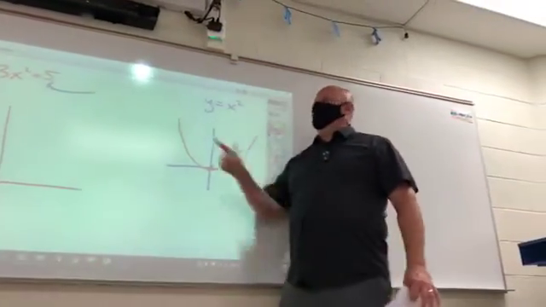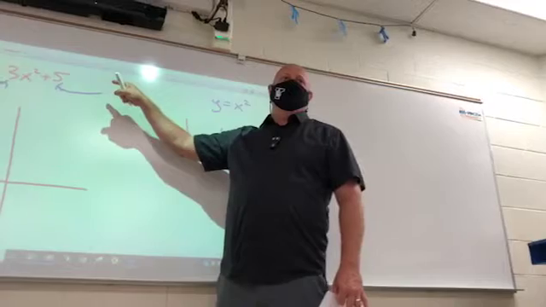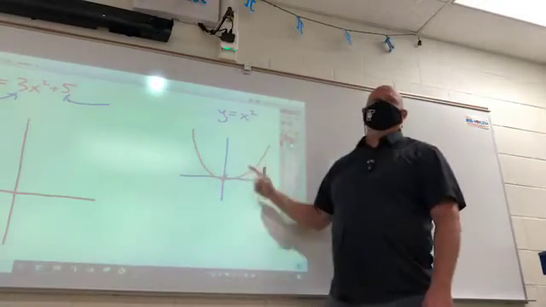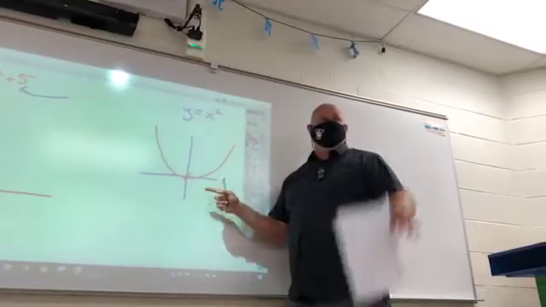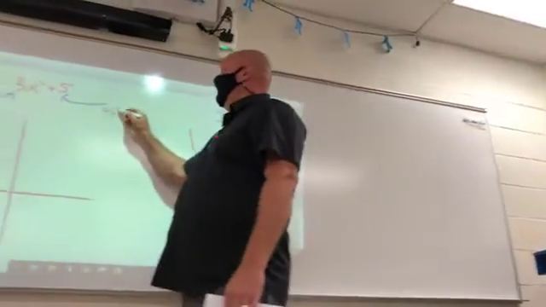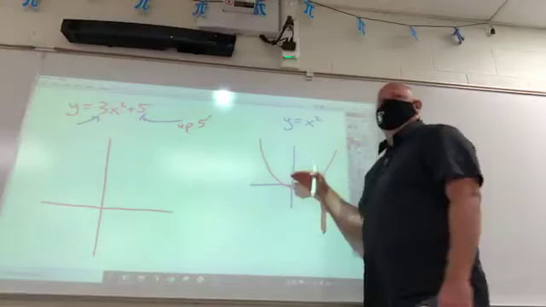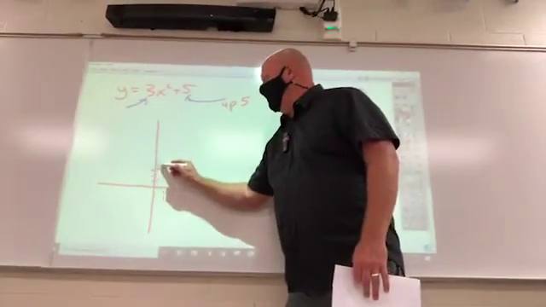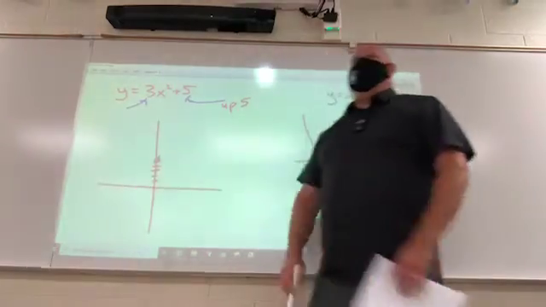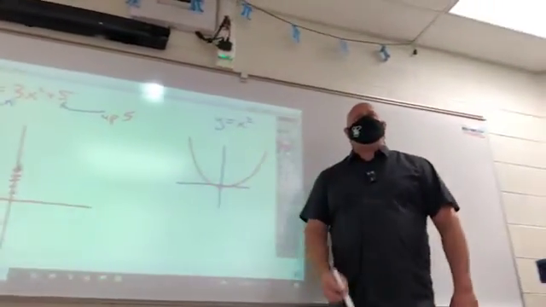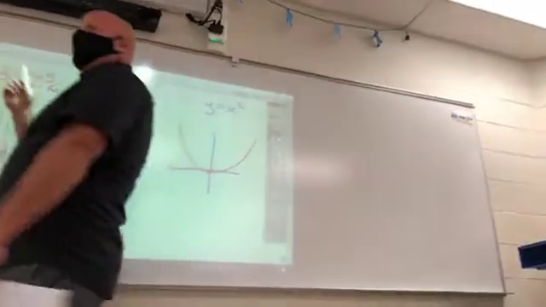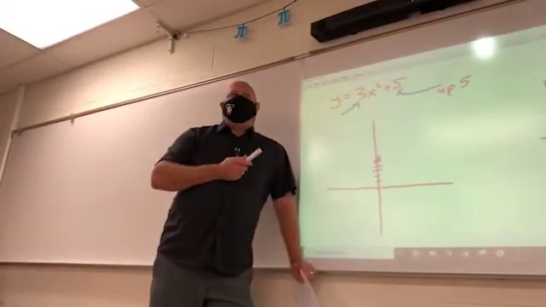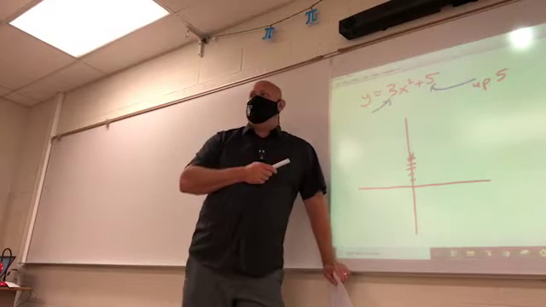The question is, what does that plus 5 do, and what does the 3 do? By adding 5, what does it do to this shape? It moves it up 5. It takes this whole graph and just slides it up 5. So instead of my vertex being at 0, 0, it's now up here at 0, 5. What does the 3 do? Does anybody remember, when you multiply by 3, what that does to the graph?